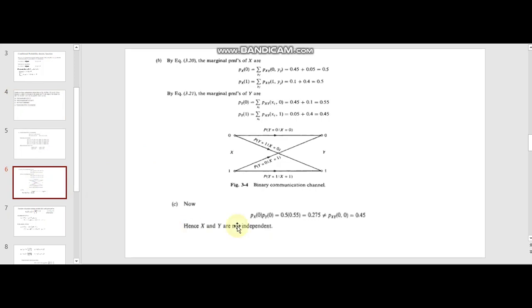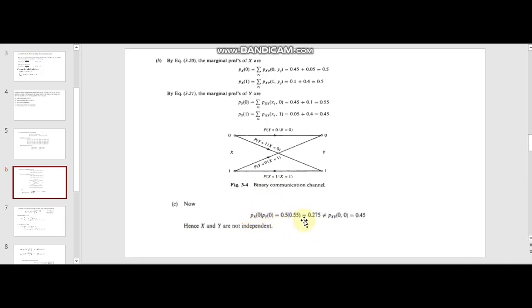So in the third part, we check whether x and y are independent. So here the probability of x equal to 0 and y is equal to 0, the probability of y is equal to 0 is, their product.